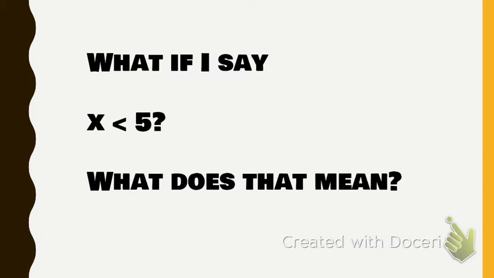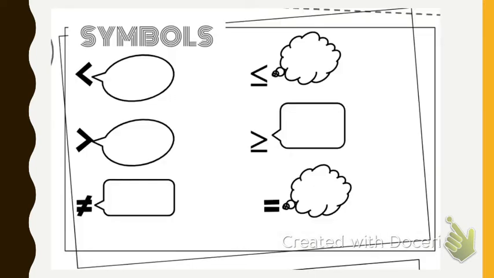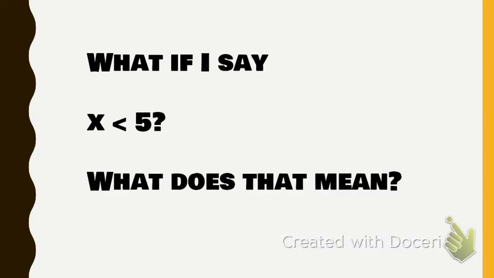What if I say x is less than 5? Yes, 5 is greater than x, but what else? What could x be? What are some numbers that x could be here? X could be a 4. It could be a 3. It could be like a 4.5. It could be a -8. Anything less than 5. But could it be 5? No, x cannot be 5 because it says x is less than 5. It doesn't say less than or equal to. It says x is less than 5, and 5 is not less than 5, okay?